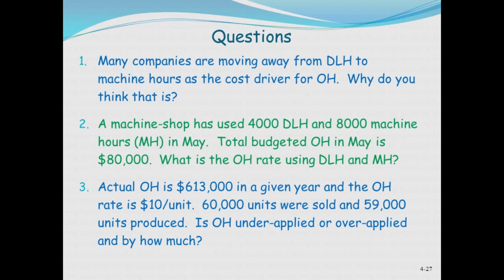Okay. Let's answer question number 1. So companies are moving away from direct labor hours to machine hours as a cost driver for overhead. Why do you think that is? More accurate. Exactly. Which makes it more accurate. We're in a world of technology now where technology has more and more gotten rid of the need for labor in the production of even jobs. Not so much in service industry. That's still going to be direct labor hour driven.